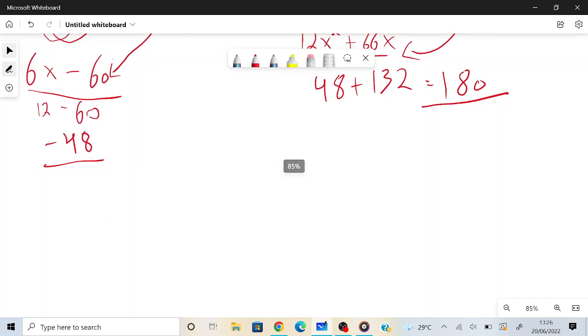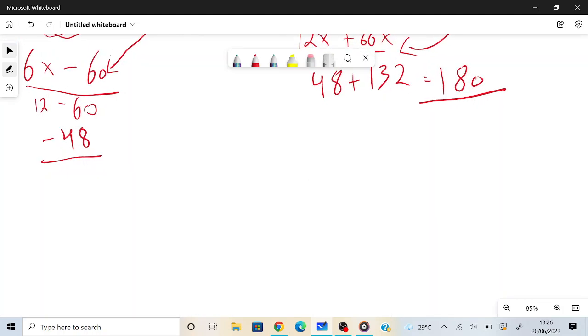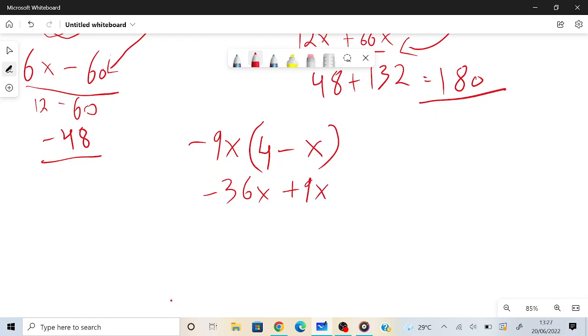Moving on to the next example, we have minus 9x into 4 minus x. So again, we use the same method, multiply minus 9x by 4 and then minus 9x by minus x. So minus 9x times 4, this is minus 36x, and then minus 9x times minus x, that's plus 9x squared. Remember guys, minus is the most dangerous sign in math. Whenever you work with it, you have to be careful.